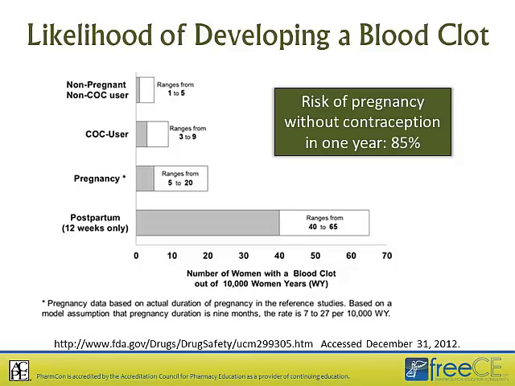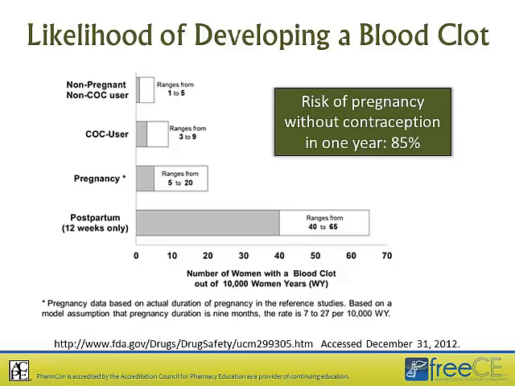But when we look at the alternative risk of being pregnant or being postpartum, you can see that that risk really does increase. So in pregnancy, the risk of having a VTE is anywhere from 5 to 20 women out of 10,000 women years. When we go postpartum, up to about 12 weeks, it ranges anywhere from 40 to 65. So we're talking about dramatic impacts in terms of the risk of VTE when someone is pregnant or postpartum.